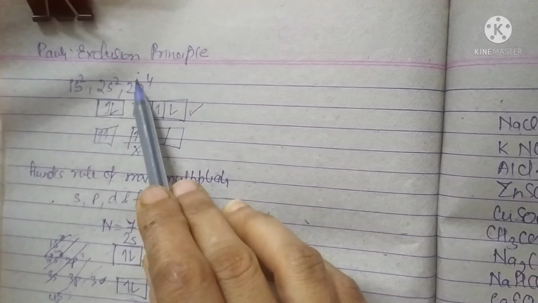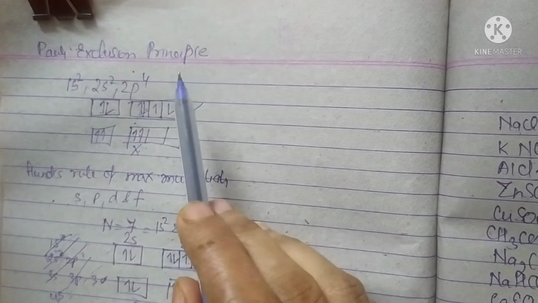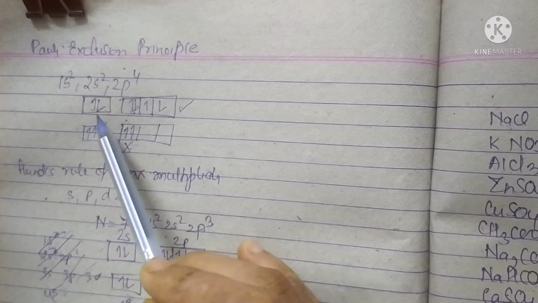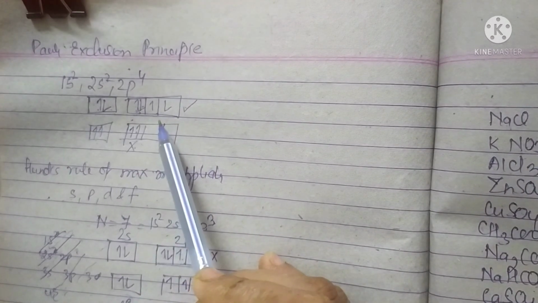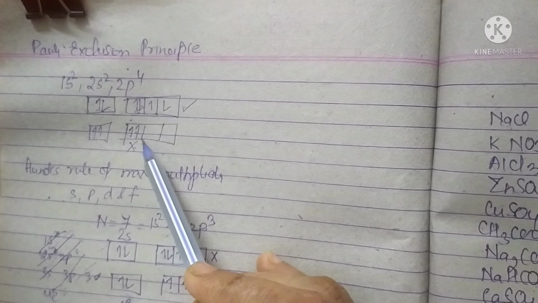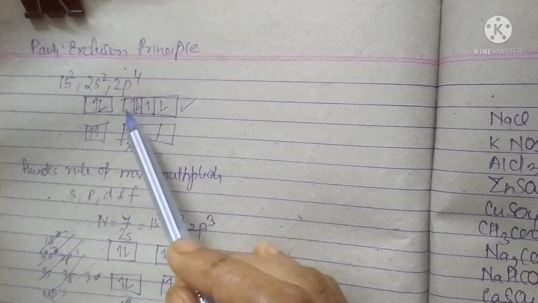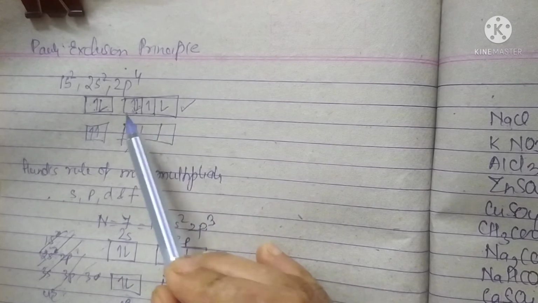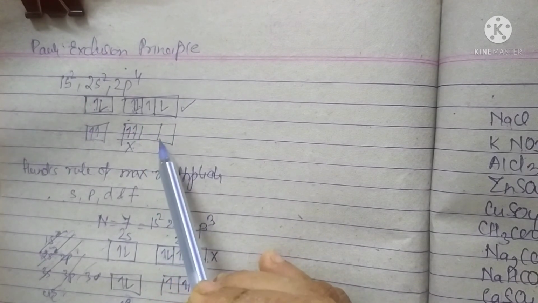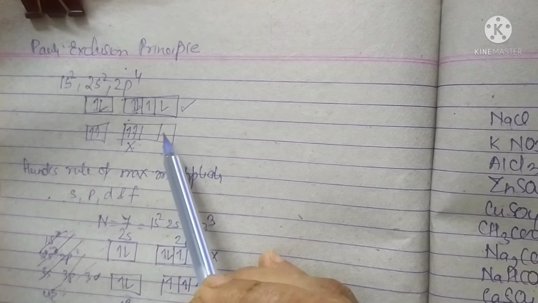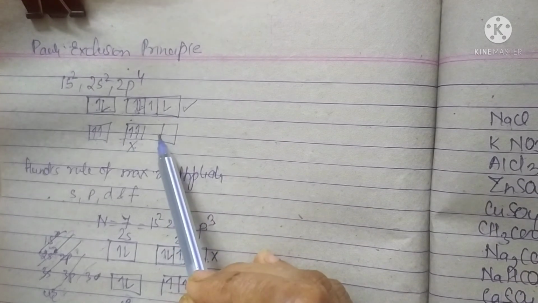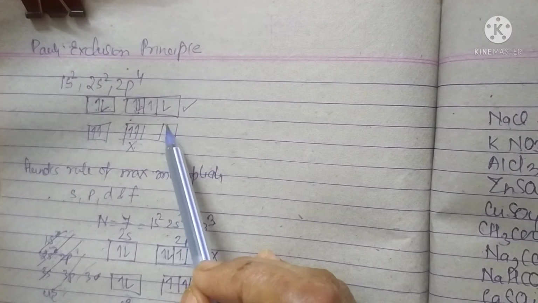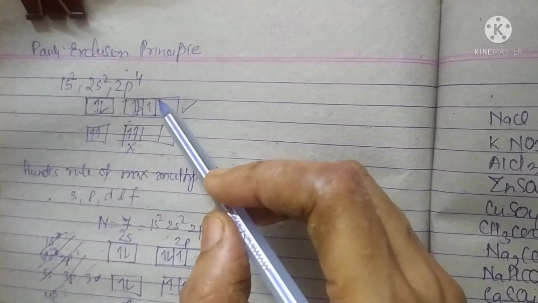The next rule is the Pauli exclusion principle, which says that no two electrons in an atom can have the same set of 4 quantum numbers. In other words, only 2 electrons may exist in the same orbital, and these electrons must have opposite spin. Let us try to understand what this means.